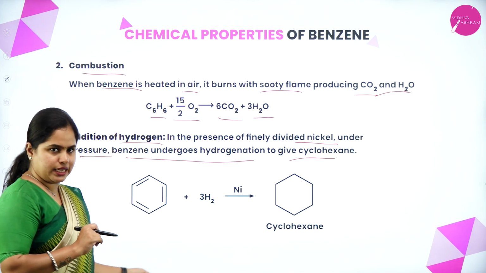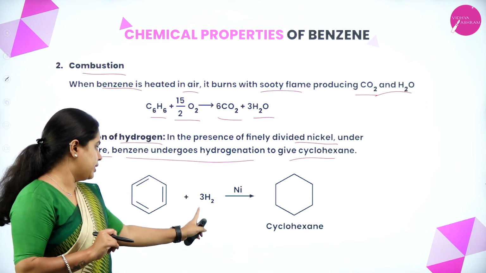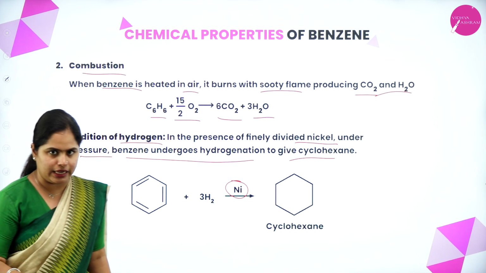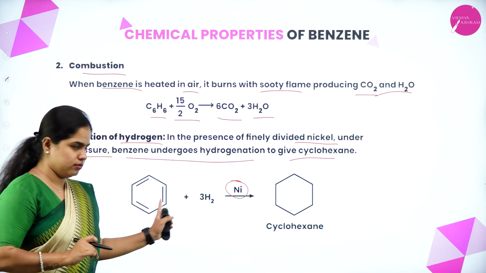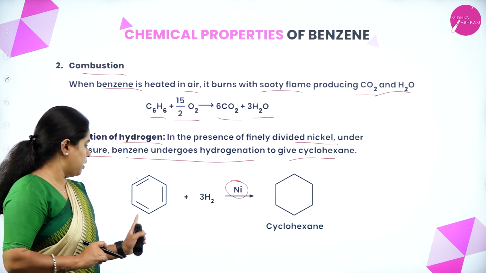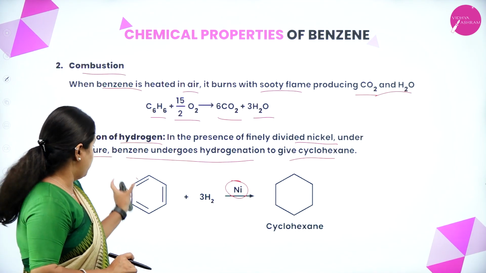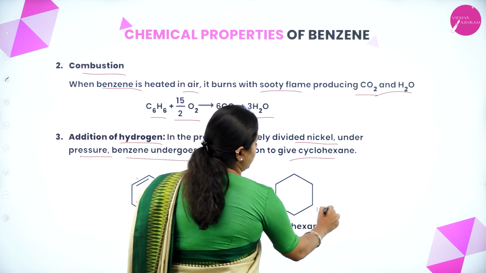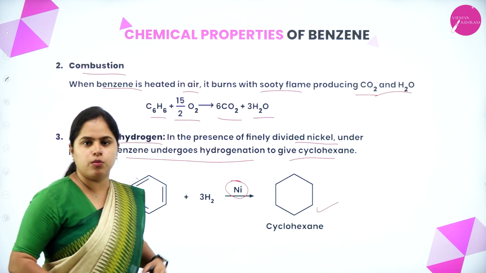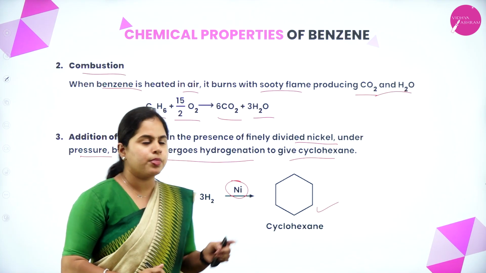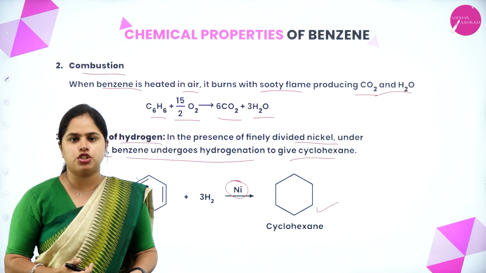So you have benzene here, to which we are going to add 3 moles of hydrogen in the presence of a finely divided catalyst like nickel. What happens? You have 3 double bonds here. All of these double bonds will break and form single bonds. That means from benzene, you will obtain cyclohexane. All the double bonds will be removed. This process is called hydrogenation. We are adding hydrogen. So this is the next reaction, that is addition of hydrogen.